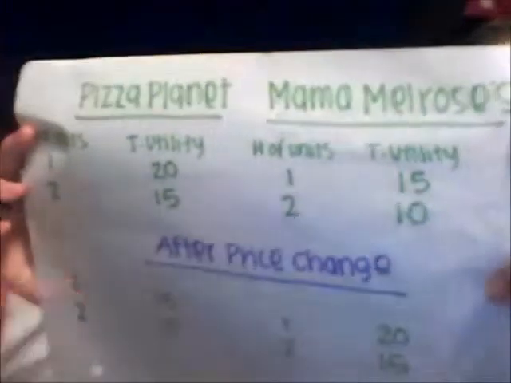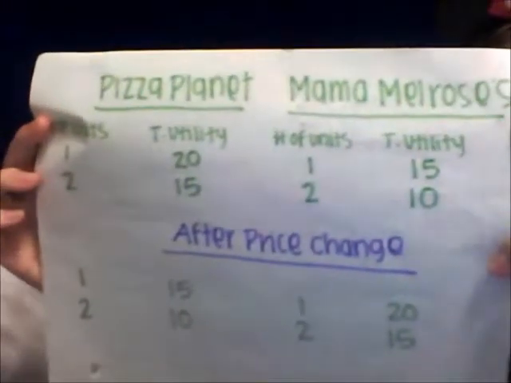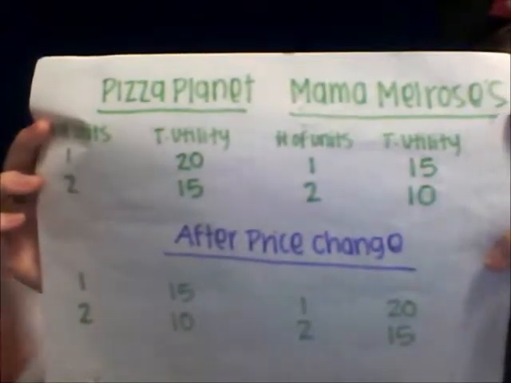I'm just thinking I'm hungry. We should do Italian. I agree. So let's go find a place. Okay, we have 2 choices here: Pizza Planet or Mama Melrose's. Let's just see the utility for Pizza Planet. If we go there, it would be 20, and Mama Melrose's would be 15. So I'm thinking we should do Pizza Planet.